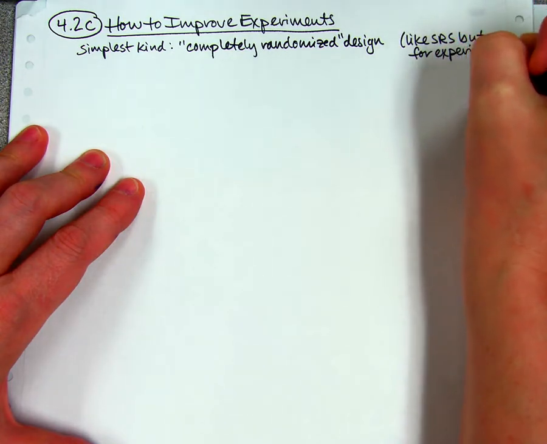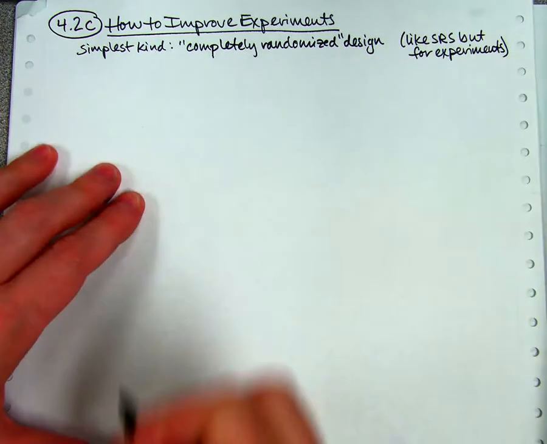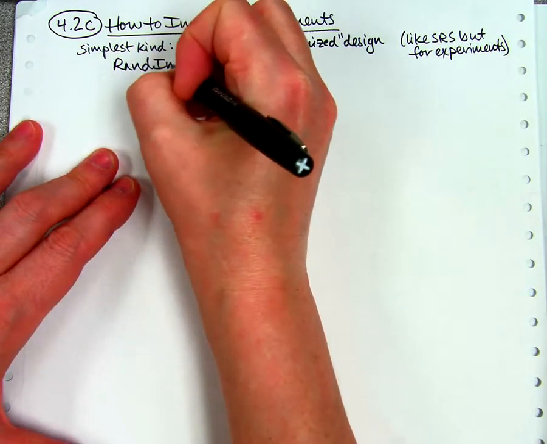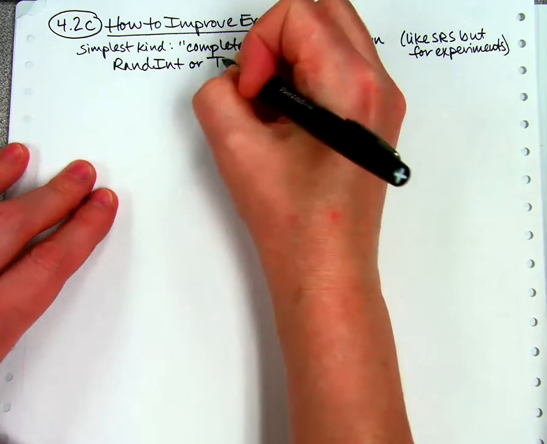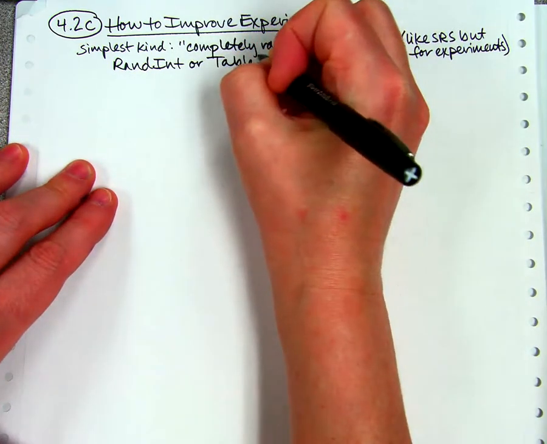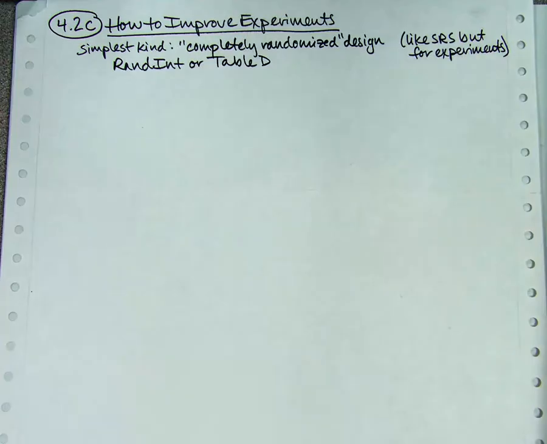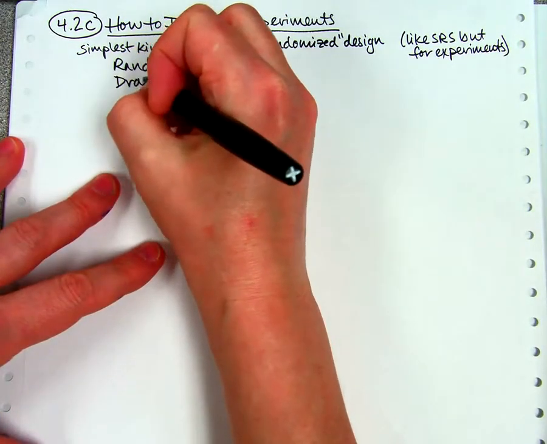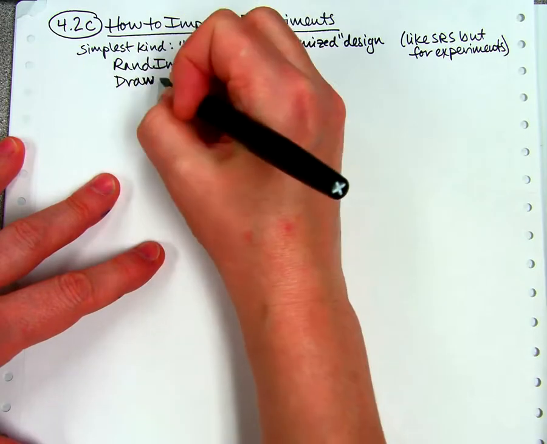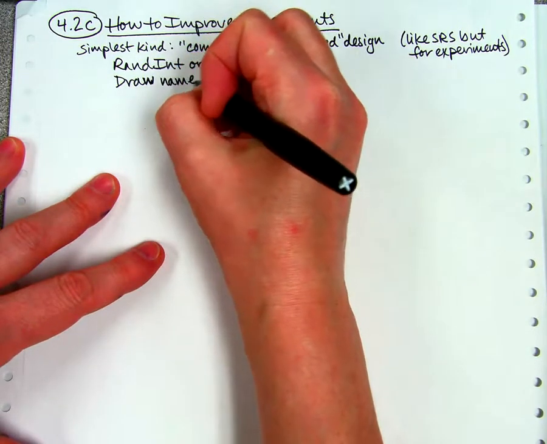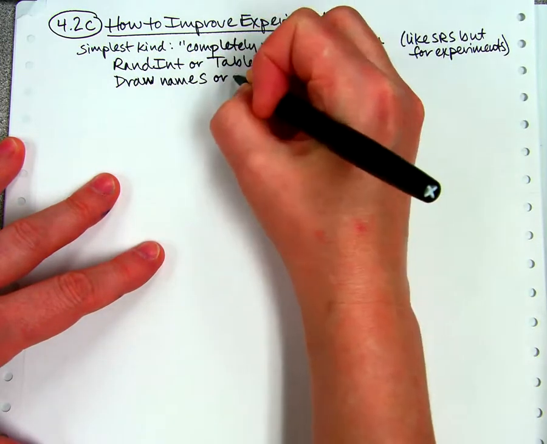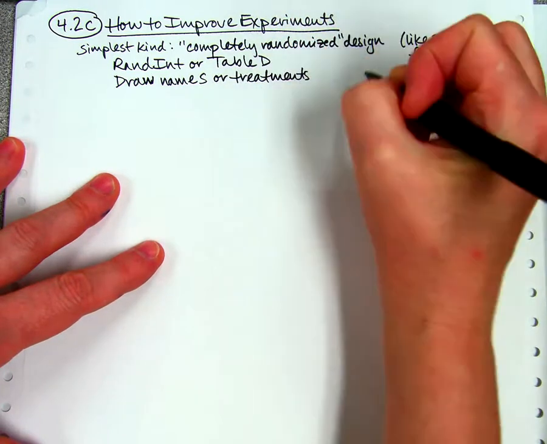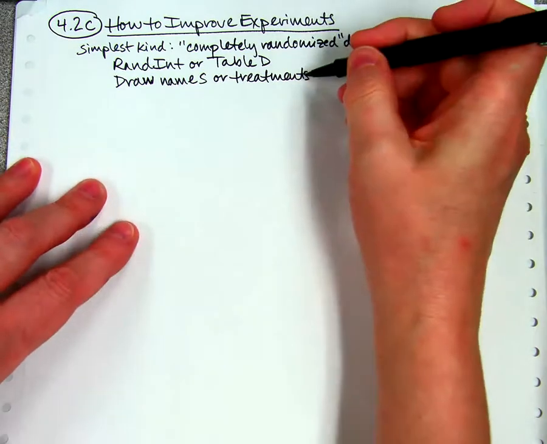So just like with an SRS, we make a list of our subjects, we use randint or maybe table D to choose some of them to be in one group and some of them to be in another group. Or sometimes you draw names of your subjects or possibly treatment names out of a hat. It's actually easier to do the treatments.